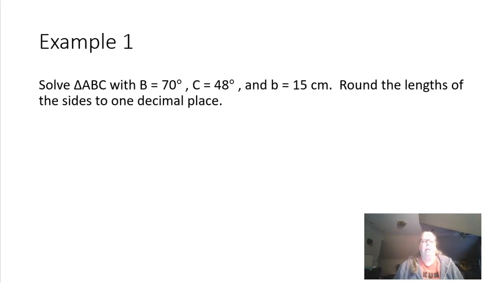Example 1, solve triangle ABC with angle B equal to 70 degrees, angle C equal to 48 degrees, and side B equal to 15 centimeters. Round the lengths of sides to 1 decimal place.